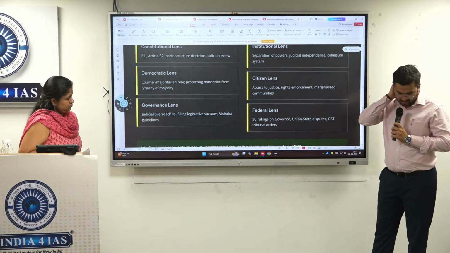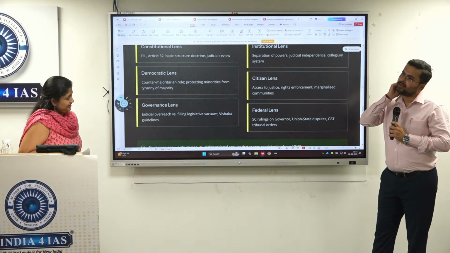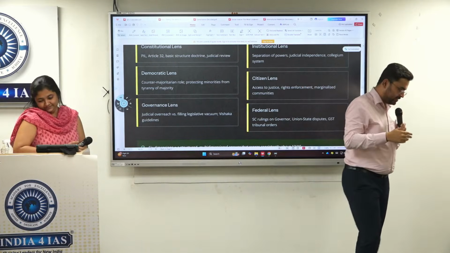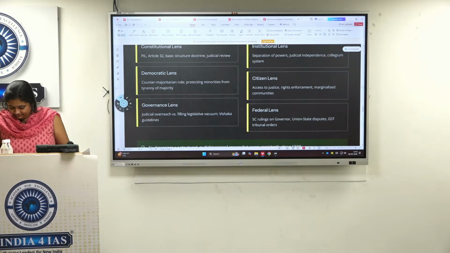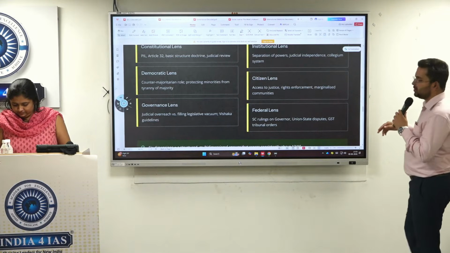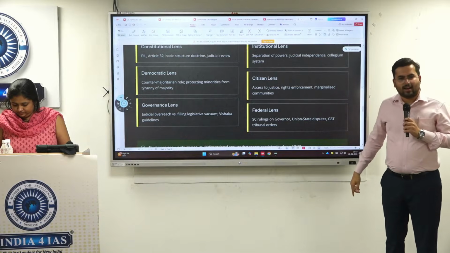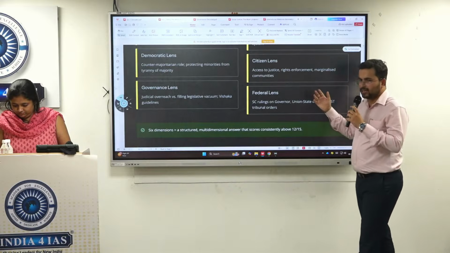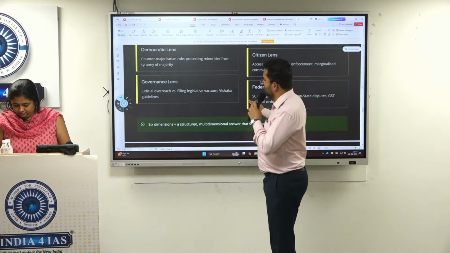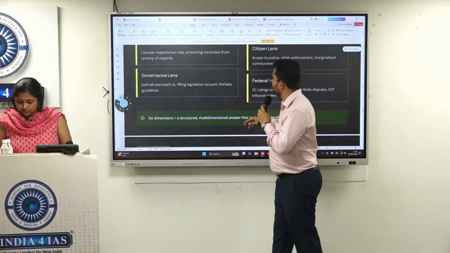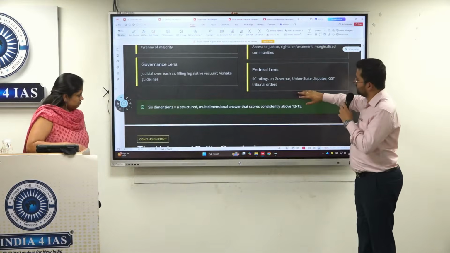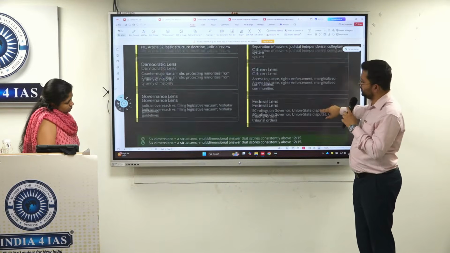Then the citizens' lens: access to justice, the right to livelihood. What is that case? The right to livelihood case that came up in BMC, the Bombay Municipal Corporation. Yes, that you can mention. So basically, judicial activism is about protecting the rights of the people. Then governance: highlight the vacuum, etc. So this gives you a lens to think about.